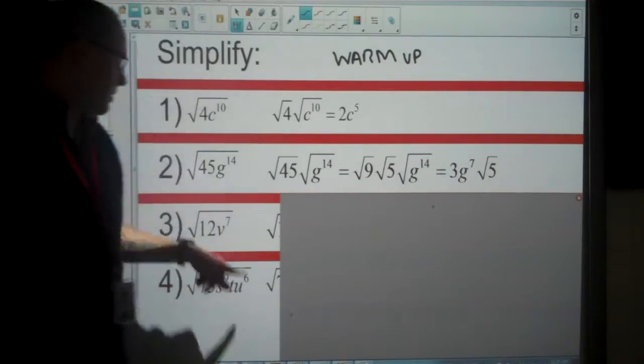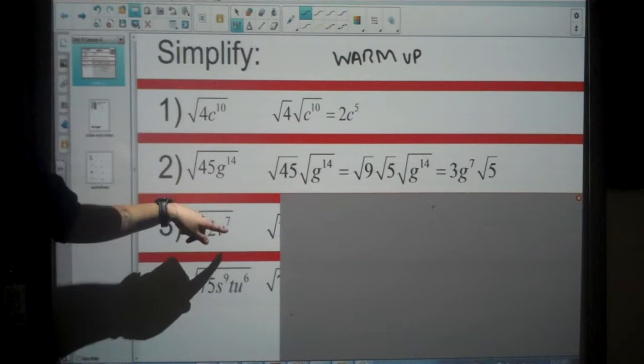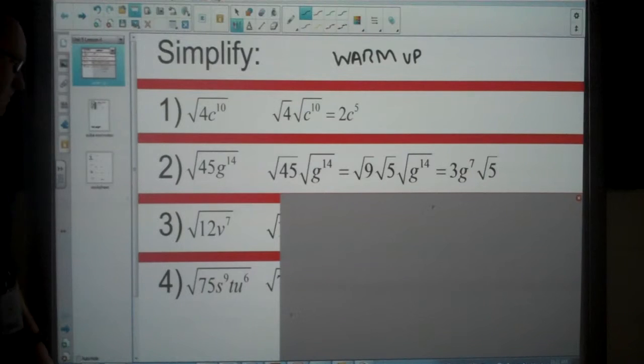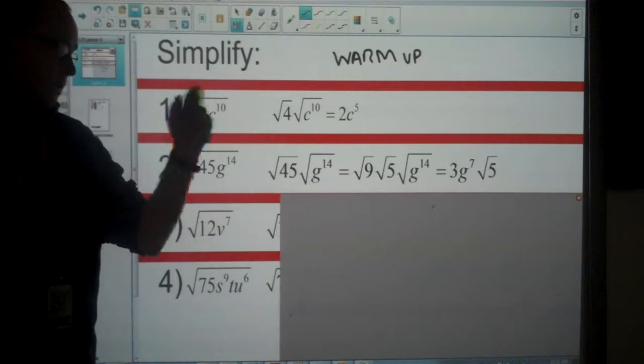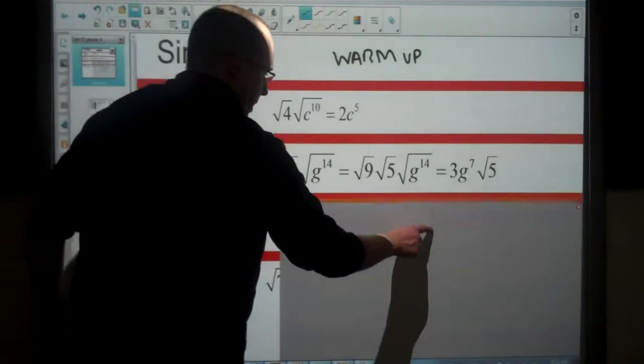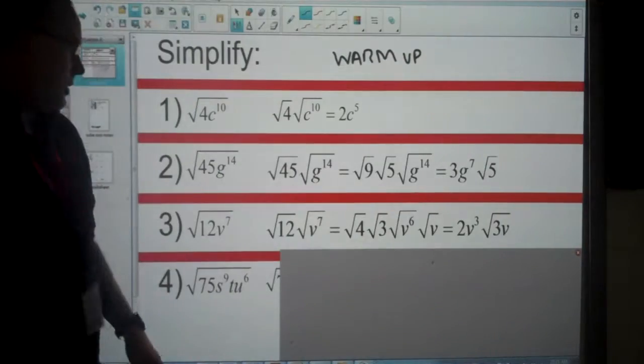12v to the 7, now this one's going to be more complicated straight away because this is an odd number. So if we try to do a half of 7, we get 3.5, which we're not allowed to do. So what we're going to do for this one is, if we count up in 2's, 2, 4, 6, 8 is going to be too high, so I'm going to use v to the 6 to split this up a little bit. And I'm also going to go with just v.